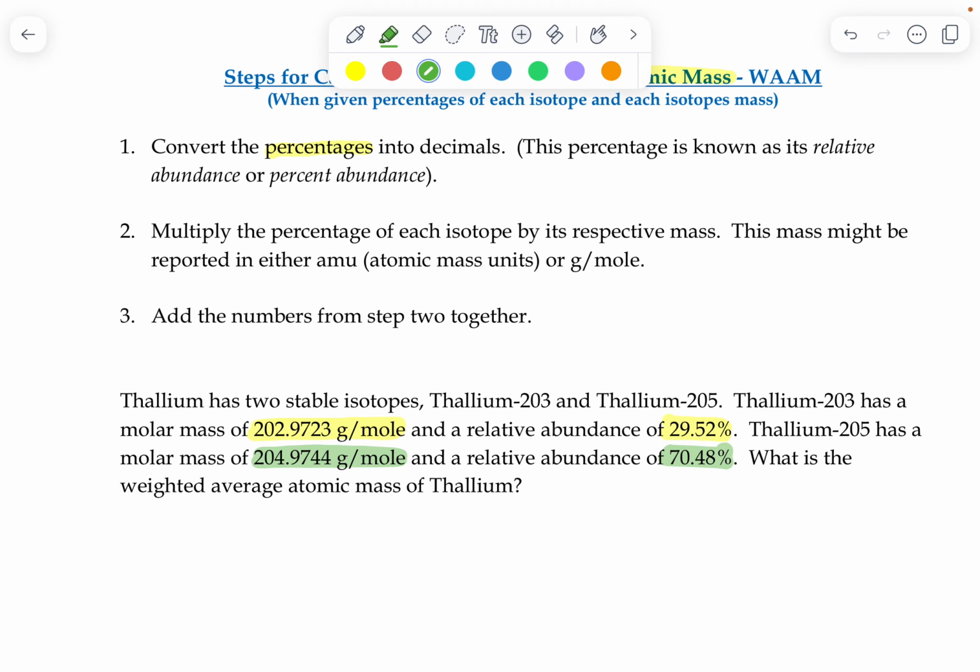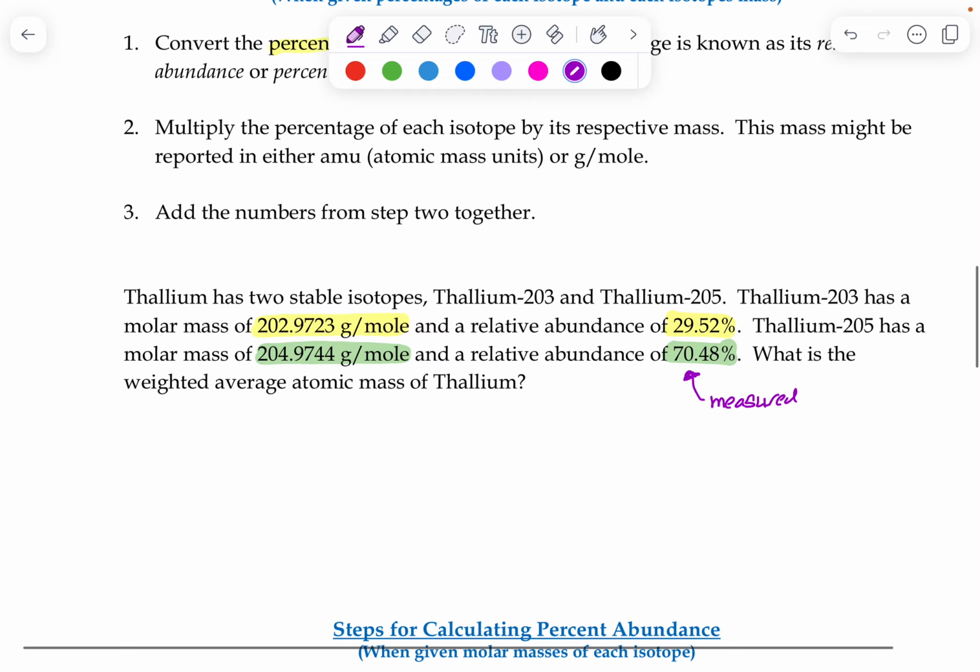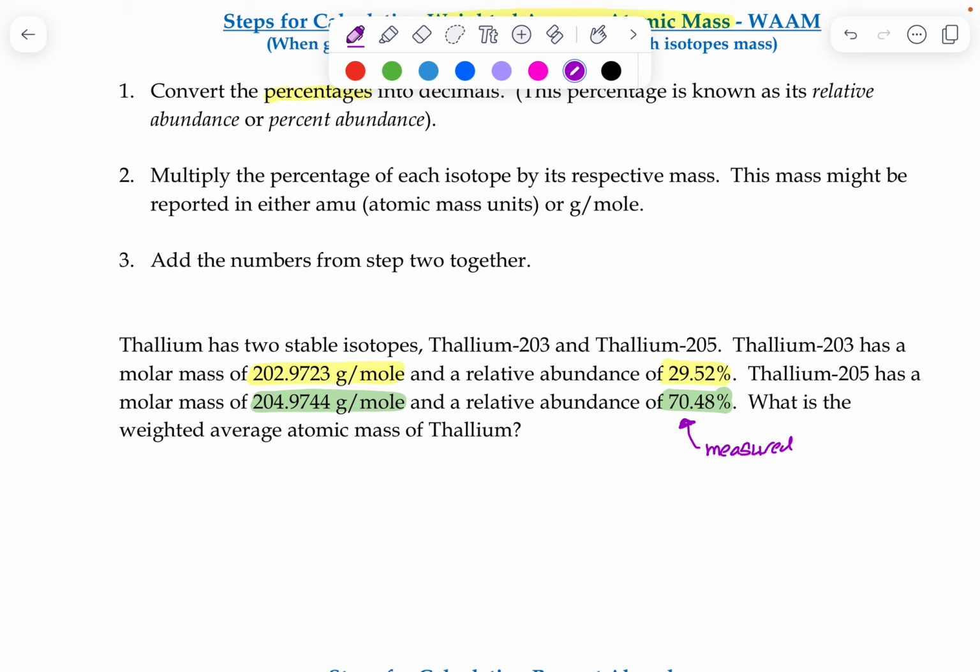You could see that the thallium-205 is much more common in nature than the thallium-203. These percentages, called the percent abundance, relative percent abundance, are measured numbers. They measure them using a tool called a mass spectrometer that we're going to learn a little bit more about later in the week. And so they do not have perfect sig figs. What we'll do is do those two different examples there.